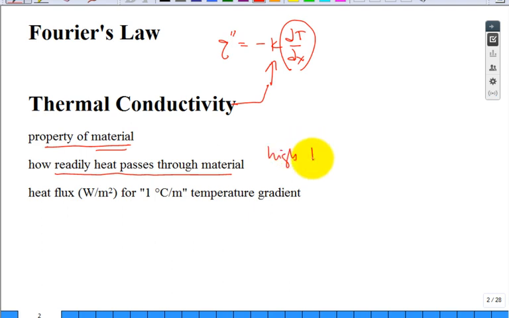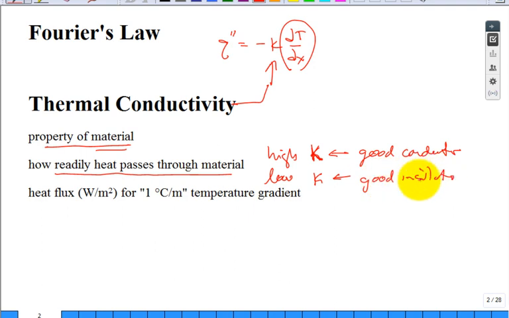High k, high thermal conductivity, what does that mean? It's a good conductor. And if it has low thermal conductivity, k, what does that mean? It's a good insulator.